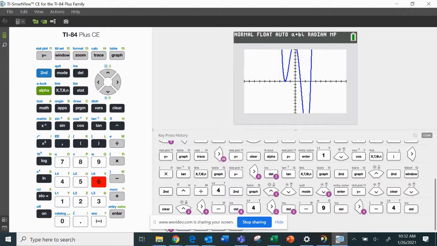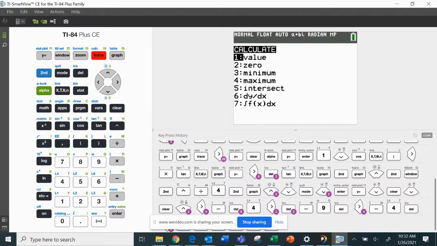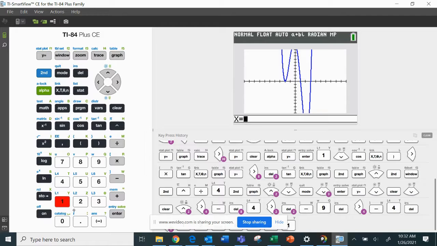So I'm going to look left to right and see if there are any zeros that I can find. From left to right, do you think there's any that are obvious? -2 perhaps. So I'll check it. I'm going to go second, trace. Since it does look kind of obvious, I'm going to go with value, and I'm going to type in -2 just so I can see if that is true. And yes, it is a 0. So -2 is a 0.